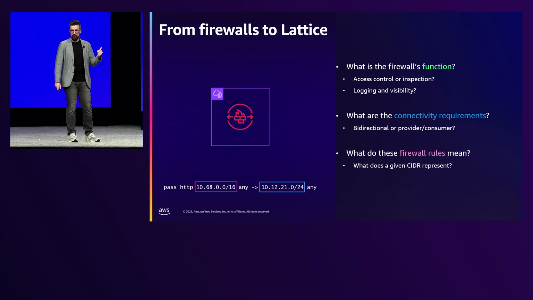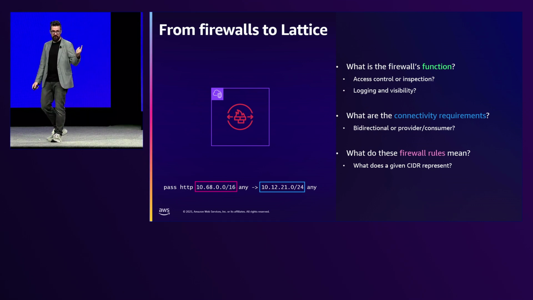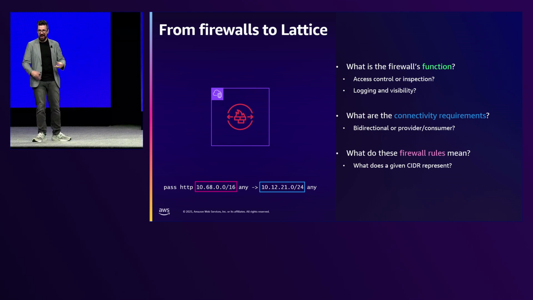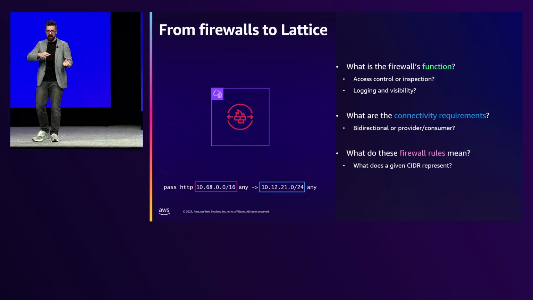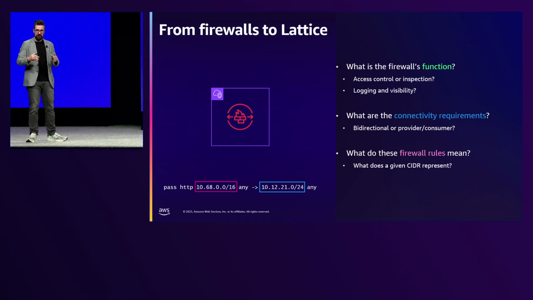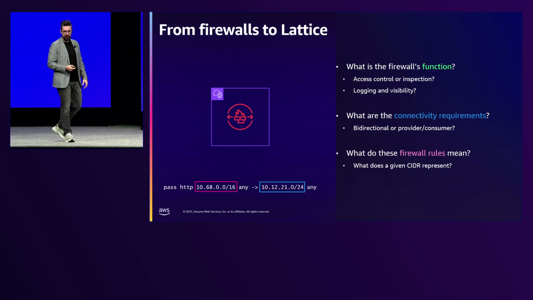And finally, I do need to go through the task of thinking about what my firewall rules mean. So I've got a firewall rule here, super simple. What do these CIDRs represent? Are they applications? Are they teams? Are they business units? I need to understand what this actually means and translate from CIDR block into human and identity so again, I can map these to auth policies, to service networks, etc.